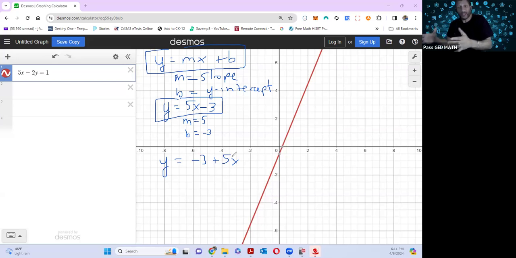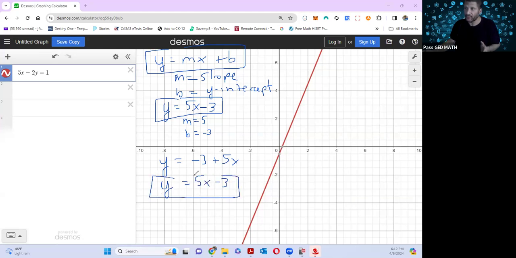It's a form of it. Why? Because I can change the order of my terms. So what I do is, this is not slope-intercept form, y equals mx plus b. In order to put it in y equals mx plus b, I'm just going to change these two terms. Y equals, I'm going to put 5x first and then put -3. Now it is in slope-intercept form.